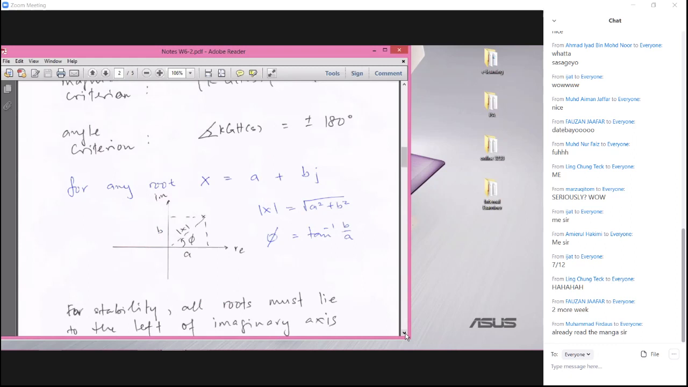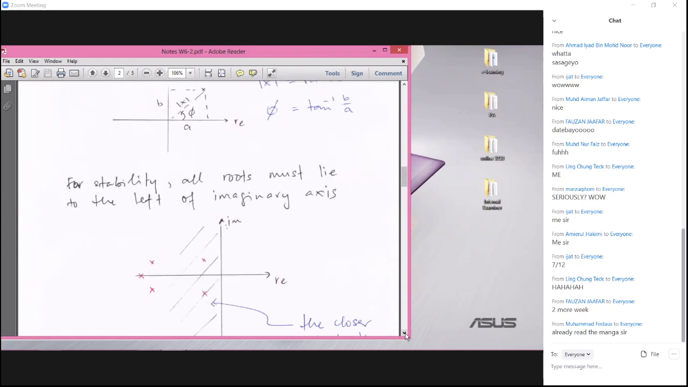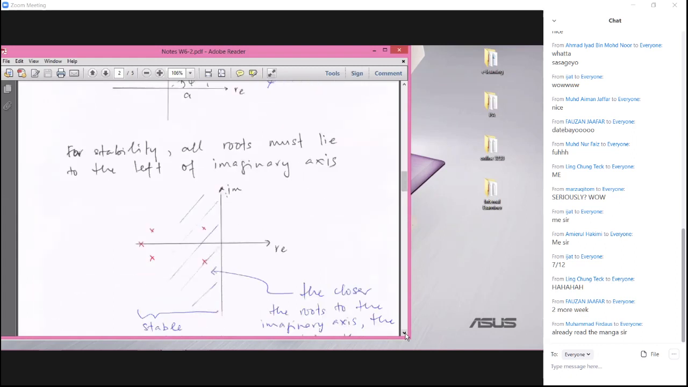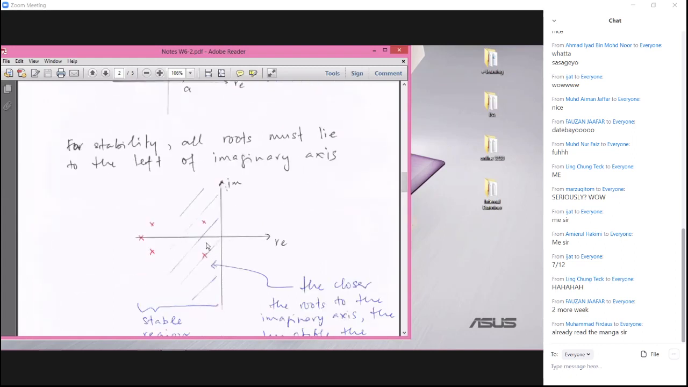And then we can interpret the behavior of the system in terms of stability after we have drawn that. When we draw all the locations of the roots, for stability, we want all roots to be on the left-hand side of the imaginary axis. It doesn't matter how many, as long as all roots lie on the left of the imaginary axis, then we say that the system is stable.